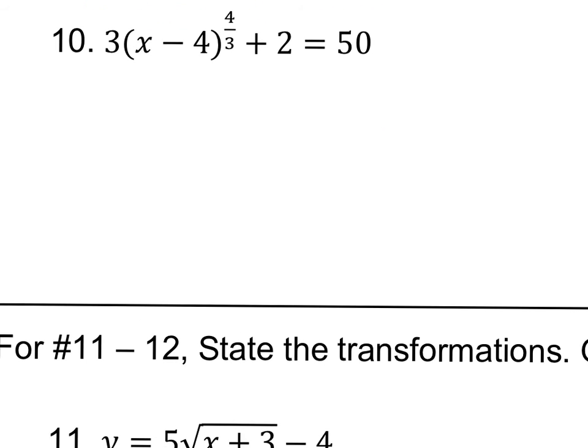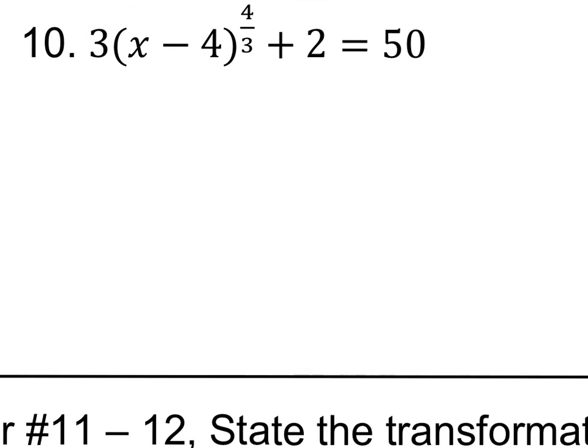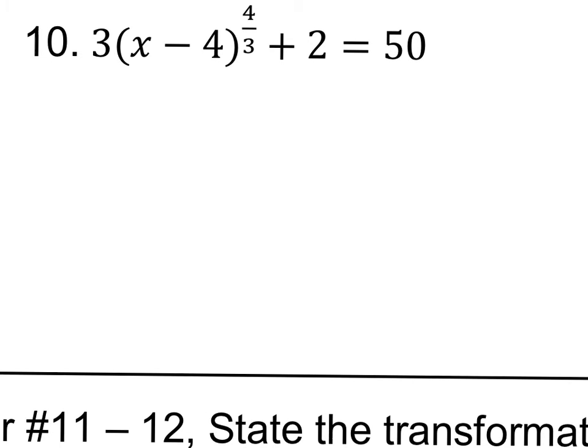Last one. Again, work backwards from PEMDAS first. So I'm looking at this problem. I'm first going to get rid of this 2. Subtract 2 from both sides. I have 3, x minus 4, raised to the 4/3 power is equal to 48.